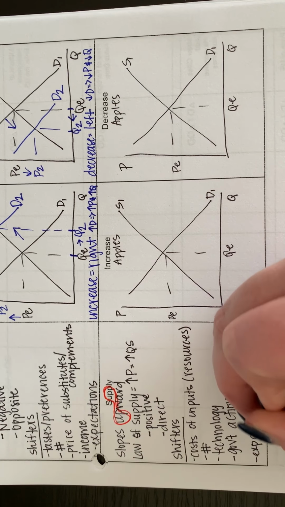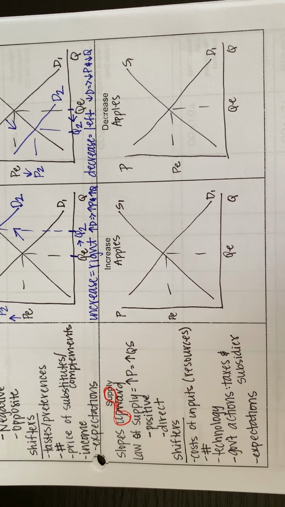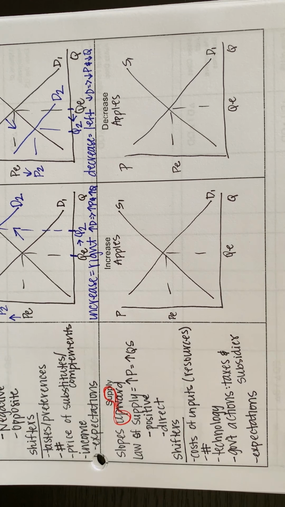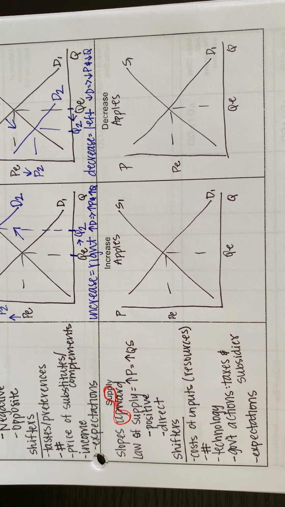Expectations is another shifter of supply. So if we are expecting an increase in the purchase of our product, we're going to increase the supply. If we are expecting something to happen to where we're no longer going to need our product out on the market, we're going to decrease supply. So let's say we make flip-flops, and in the winter, most places that actually experience a winter, they don't wear flip-flops. So you're not going to see a supply of flip-flops in the winter in those areas. So they're going to decrease their supply.